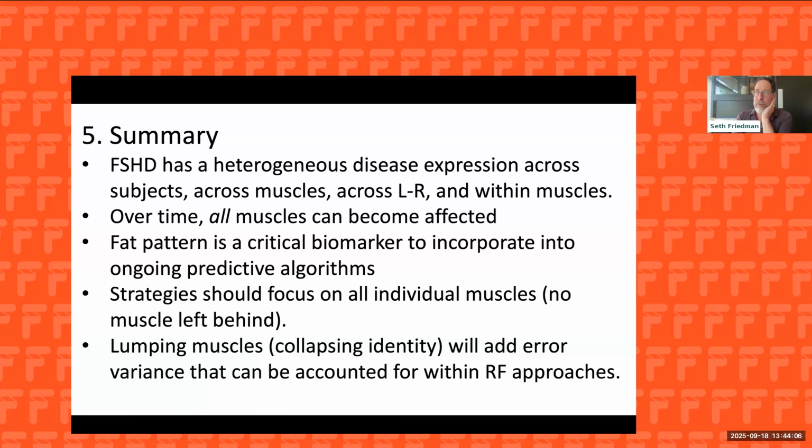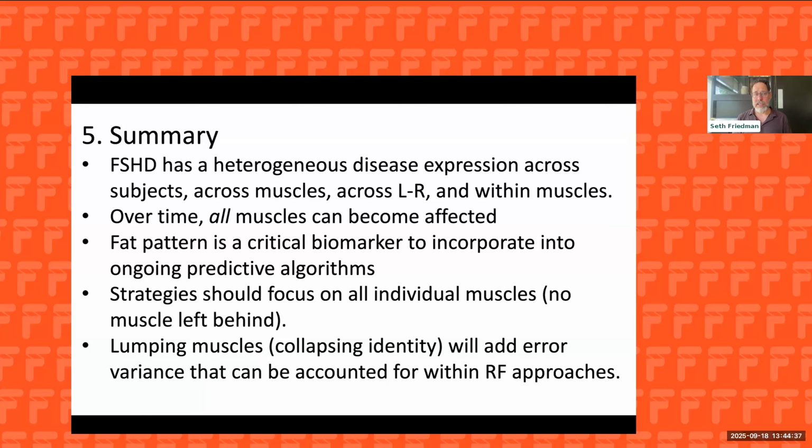So I think what we've learned in the last 15 years is it's an incredibly heterogeneous disease, and that is the rule, not the exception. This can vary across subjects, across muscles, across side, and within muscles. And really across the lifespan of the disease, we see all muscles affected. I used to believe the tibialis posterior was never affected. Well, that is definitely not true.